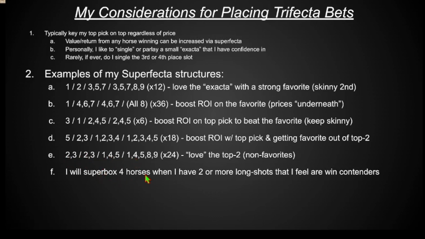I will superbox 4 horses when I have 2 or more long shots that I feel are win contenders. So any order, and again, it's a multiplier of 24, so $2.40 bet. If I really like some long shots and I think they're in the mix, I'm not quite sure where to put them. I think the favorite is up in there or not. It doesn't matter. If I just think that it's between 4 horses and I can't really separate them in first, second, third, or fourth, I will box once in a while, but I try to narrow it down a little bit more by one of these other structures listed above.